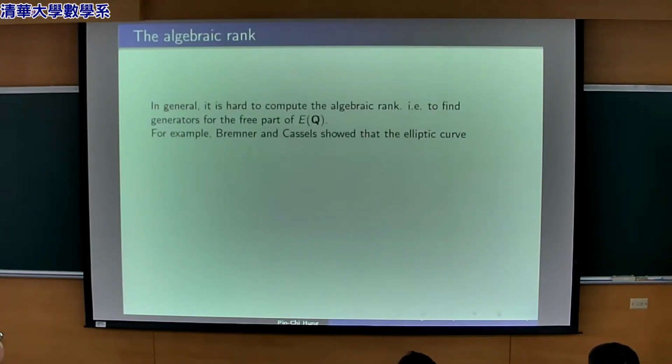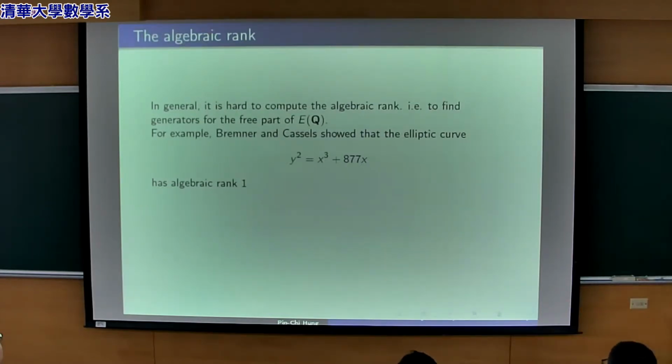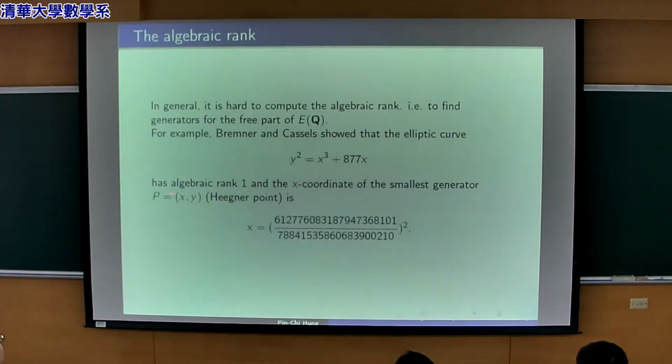It's difficult, so we can look at an example to show the difficulty. Two people considered a rank 1 elliptic curve. Since it's rank 1, there should be some point which can generate the whole Z copy of the group. They found that point, the smallest generator. The x coordinate of the smallest generator is as follows. Smallest means it has the shortest digits. The shortest digits is this one. So you can see it's difficult.